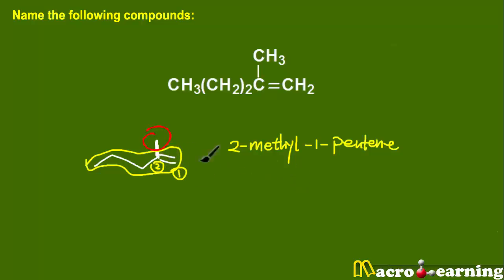Okay, so 1 meaning that the double bond is between carbons 1 and 2. We don't call it 2-pentene. That's just the way we call it. If it's between carbons 1 and 2, we just say the carbon bearing the lowest number. We say 1, not 2. Okay, 2 is the substituent's number here. So it's 2-methyl-1-pentene. Alright, great. Next one.